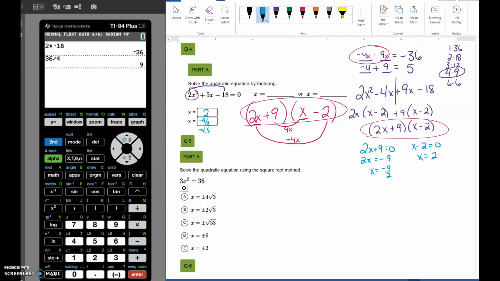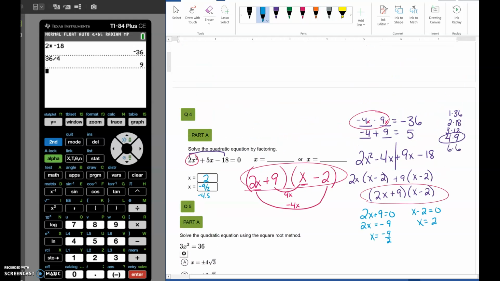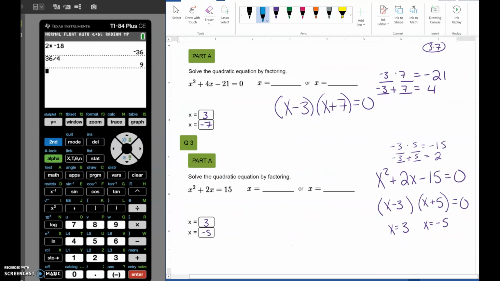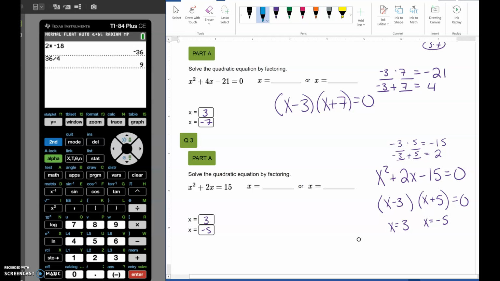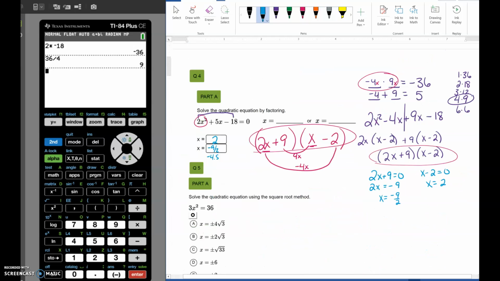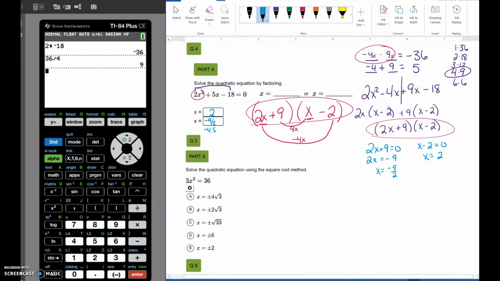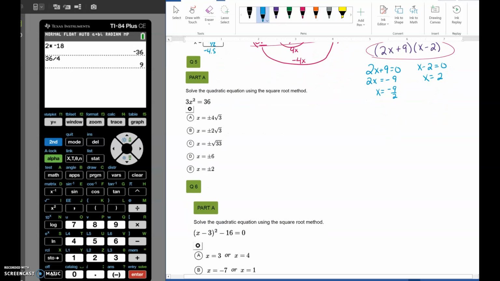If this particular problem is freaking you out, don't worry. I have a feeling that the problems on the quiz that involve factoring are going to be more like numbers 1, 2, and 3. So if you feel good about 1, 2, and 3, you're good on the factoring for the quiz.